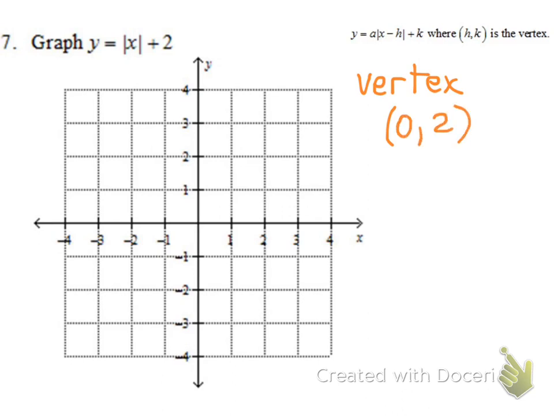Vertex 0, 2. Axis of symmetry. Slope of the right side, A is 1 as a fraction, 1/1. Go up 1, to the right 1. And then you can reflect those across that axis of symmetry.